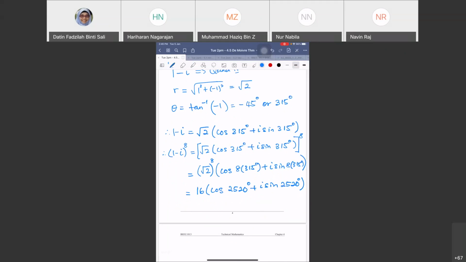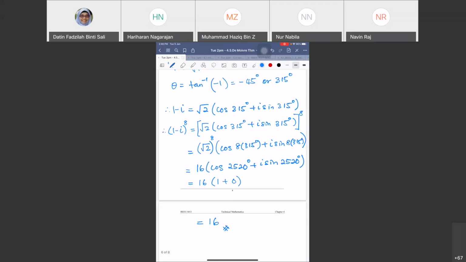But because the question asks for rectangular form, at this stage you can straight away use your calculator. For cosine 2520 degrees, you will get 1, and for sine 2520 degrees, you will get 0. So the answer is 16. This is the rectangular form. That means it's only the real part, no imaginary part, for this complex number.